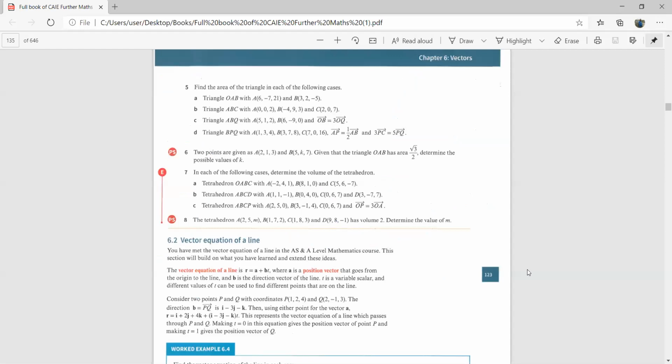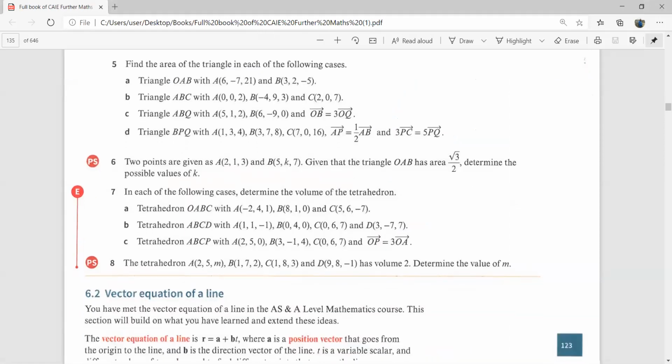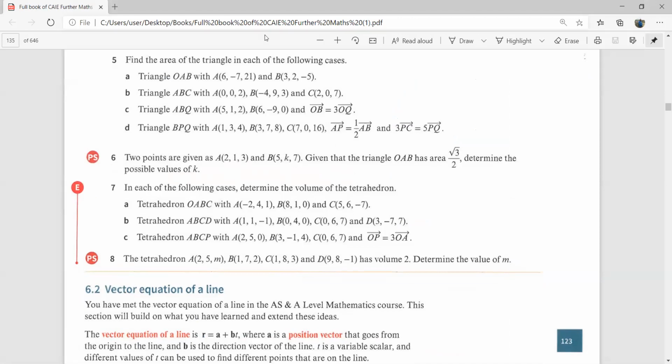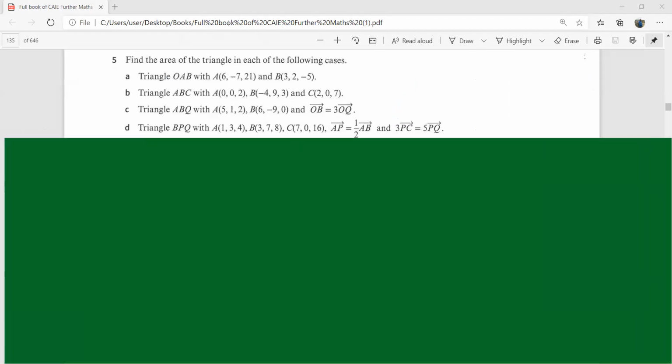If I take you to the book, here is your question number 5. Okay, I'll be doing a few parts from here. There are 4 parts, so let me just do 2 of the parts for you people. Let me just move this a bit up here like this. Okay, this and this.